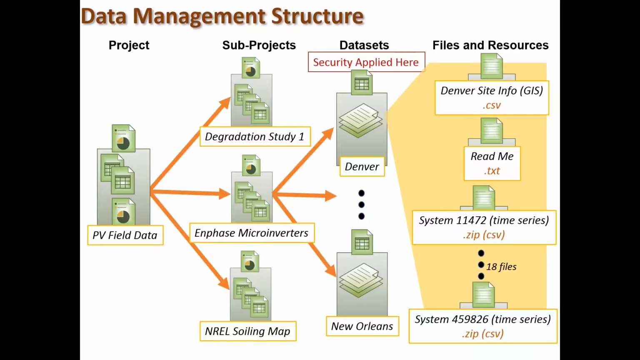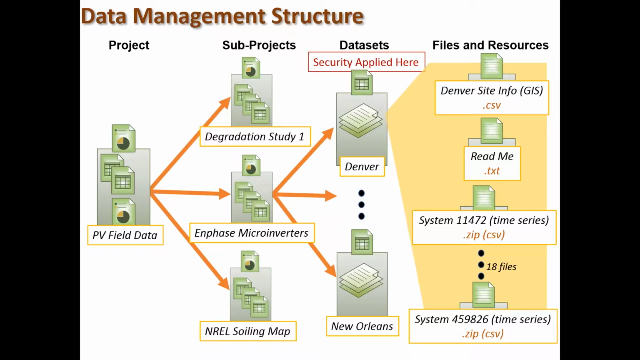So now I want to address a little bit about what the data management structure is inside the DataHub, because once I start through the walkthrough, this will allow you to understand exactly how I'm moving through it. In the DuraMAT project, we've set the upper level projects within it to be sort of an association, trying to group the additional studies underneath it amongst a common umbrella. So those sub-projects or studies, in this case, from PV field data, we've got a degradation study, something about in-phase microinverters, and then an NREL soiling map down there. And those are all relatively connected to each other.